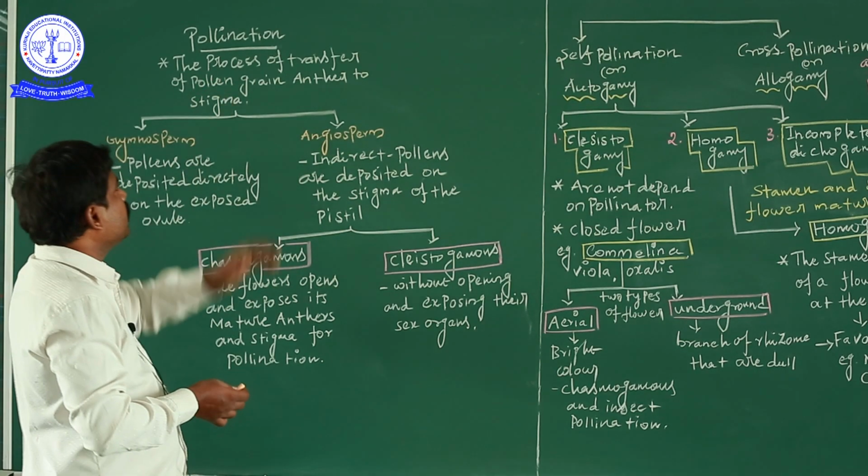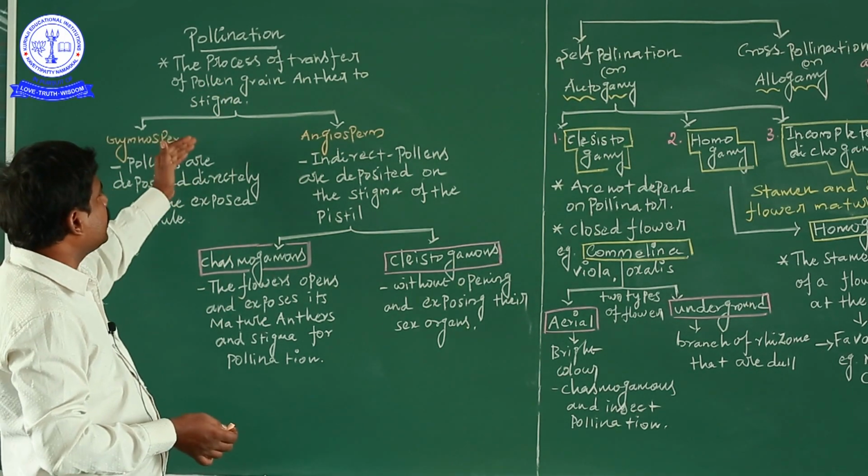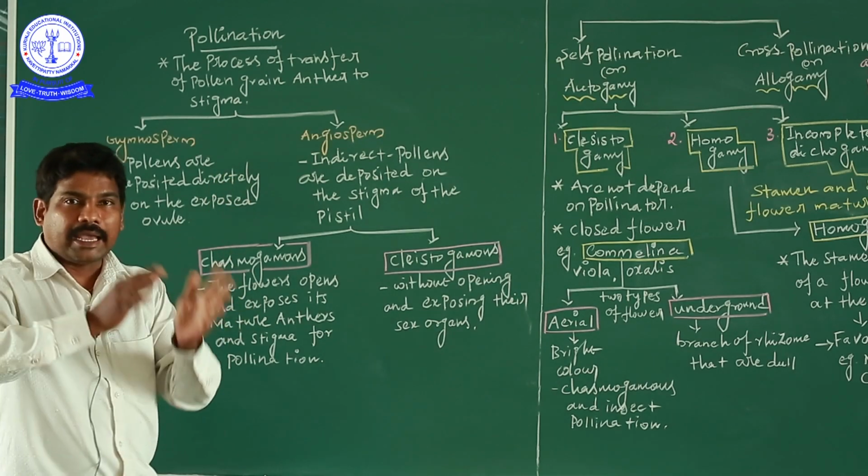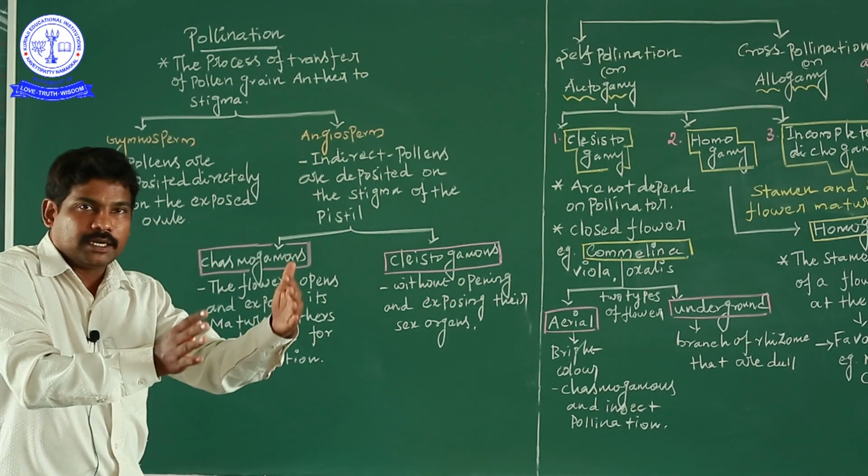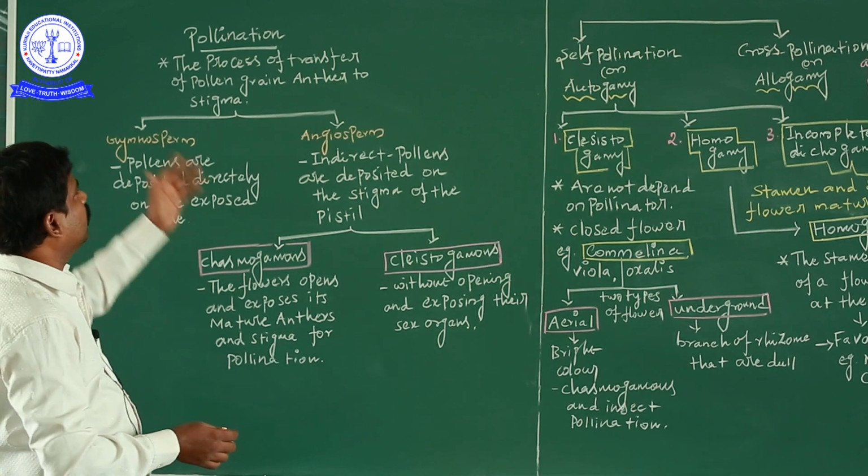The next one, the pollination character. The process of the transfer of pollen grains from anther to stigma. Okay, male character to female character. That is called the pollination.